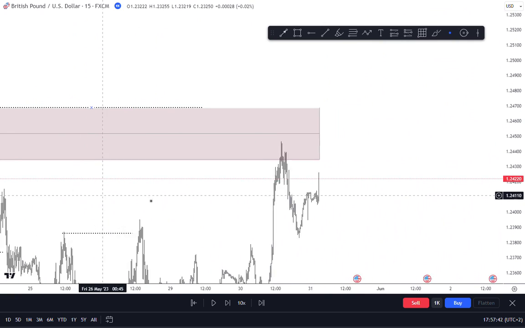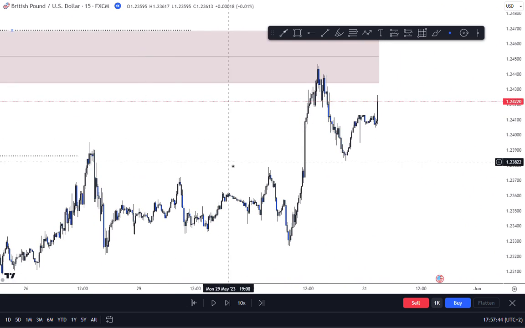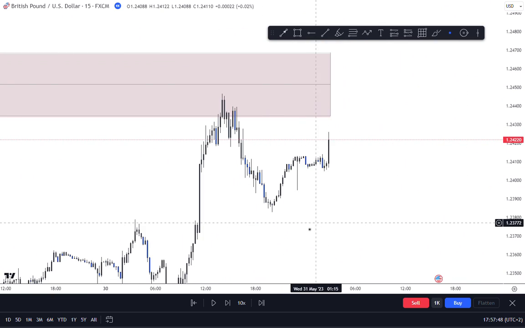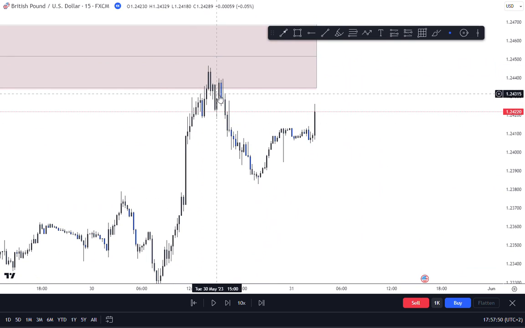Because now price just tapped into our zone, right? So this we were waiting for sell positions there. Then price just tapped into our zone, and after price tapped into our zone, it moved away, right? Just like that.